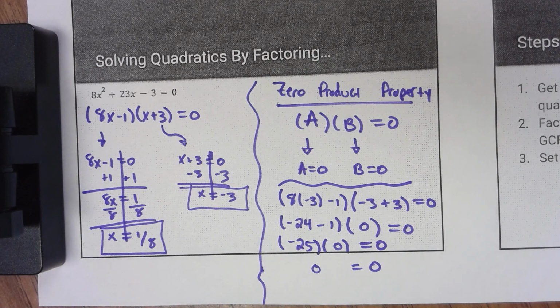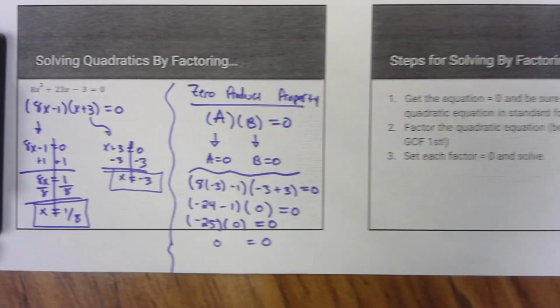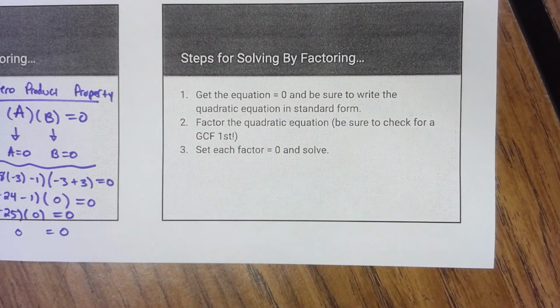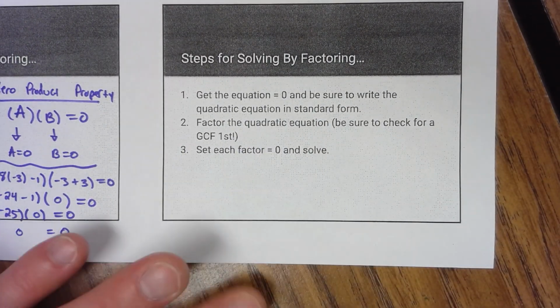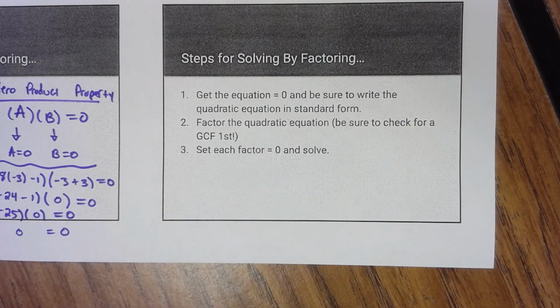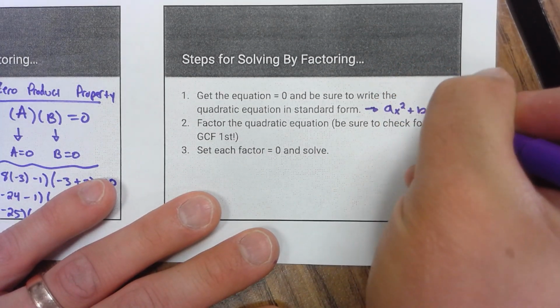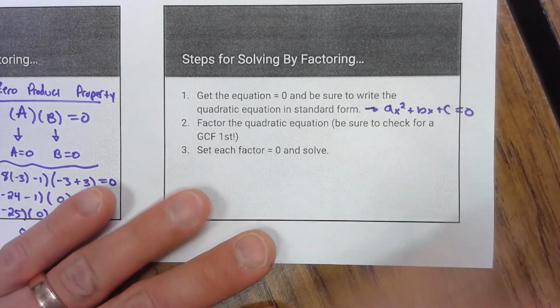So today's lesson is us factoring, and then taking each factor, setting it equal to 0, and solving from there. So really just adding on to what we've learned about factoring. And here are the steps written in words. Get the equation equal to 0, and be sure to write the quadratic equation in standard form first. Standard form meaning ax squared plus bx plus c, and we want it equal to 0.